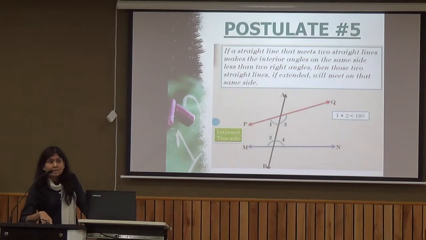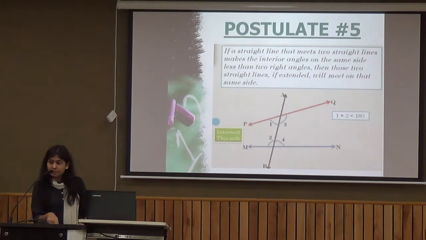See, angle 1 is not 90 degrees. Similarly, angle 2 is also not 90 degrees. Right? So, these two angles are less than 2 right angles. Then those two straight lines, that is PQ and MN, when extended on the same side, will meet on that same side. That is, now if you extend the line PQ towards P and extend the line MN towards M, you can see that at some distance these two lines will intersect. Okay, this is postulate 5.